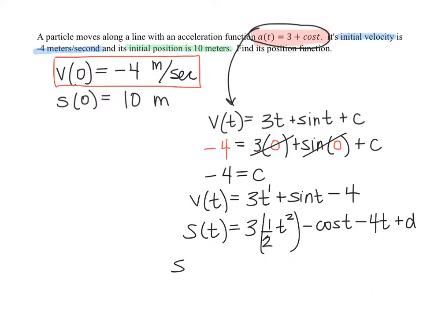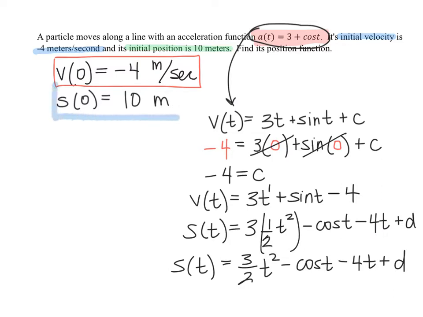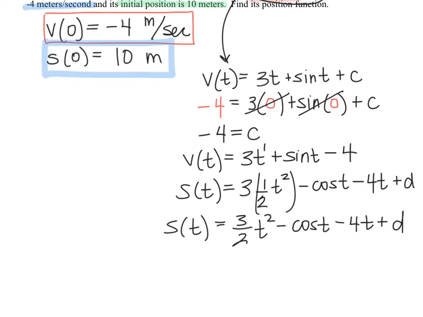So right now, my position function is going to be s of t equals 3 halves times t squared minus the cosine of t minus 4t plus some unknown constant, we'll call it d. And now we'll go ahead and use our initial position here. S of 0 is equal to 10 meters. And we'll substitute in that position at a time of 0. So our position is 10.